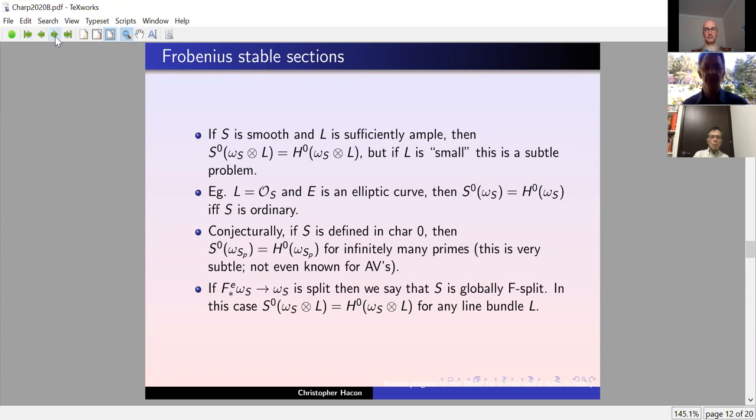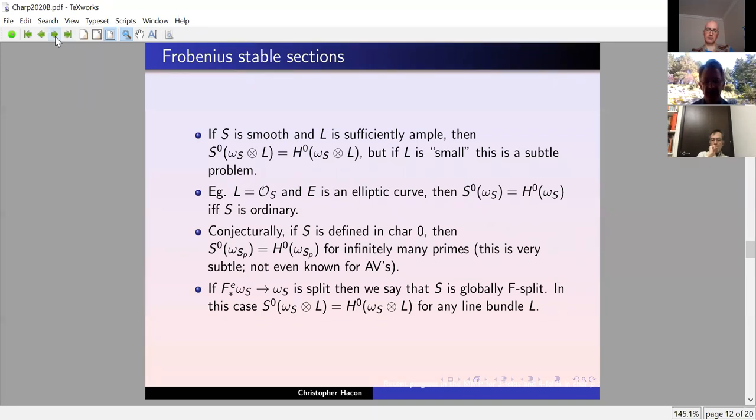In fact, to illustrate how subtle the problem is, let's just think about almost the easiest case you could think about, which is the case of an elliptic curve, and L will be the trivial line bundle. Well, in this case, there's only one section of the canonical line bundle because the canonical line bundle is trivial. And this section is Frobenius invariant precisely when S is ordinary, but of course S is equal to E in this case. So when the elliptic curve S is ordinary, that's equivalent to every section, the only section, being Frobenius stable.